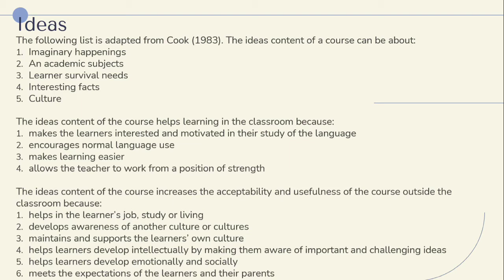The second one is an academic subject, for example linguistics, or the special purpose of the learners, such as agriculture, tourism, commerce, or computing. The third one is learner survival needs. They may include topics like shopping, going to the doctor, getting a driver license, and making friends. The fourth one is interesting facts. This might include topics like the discovery of penicillin, whales, and solar power. And the last one is culture.